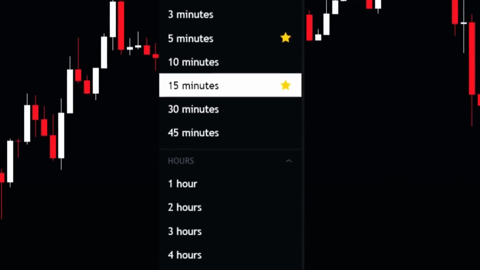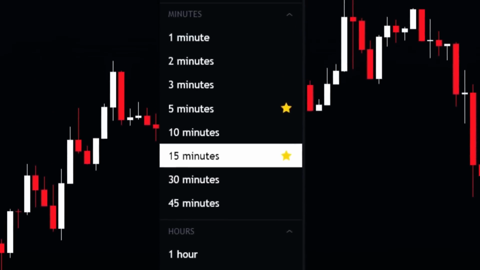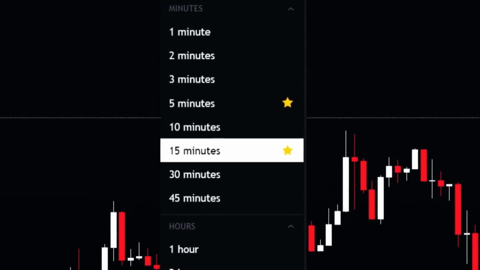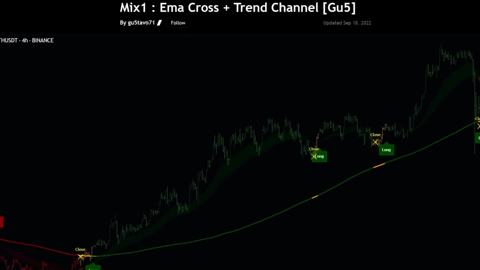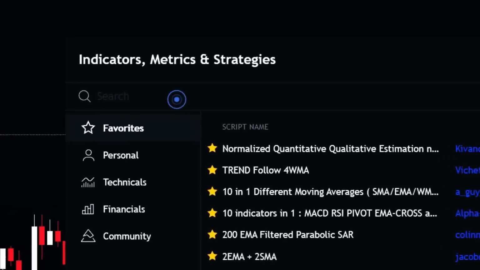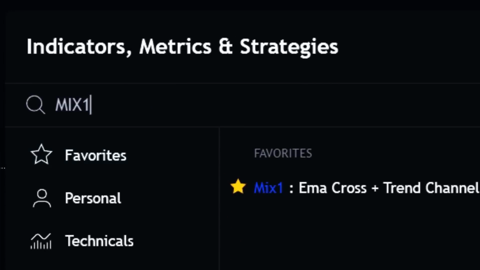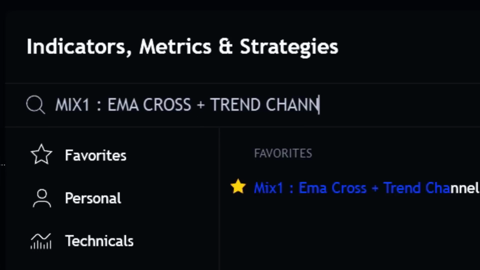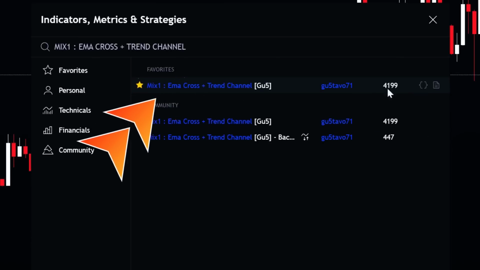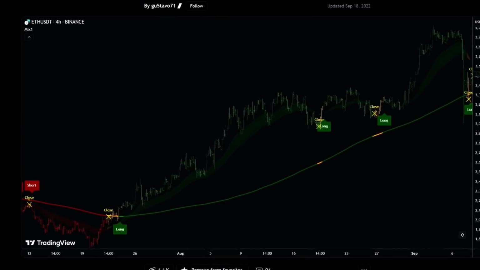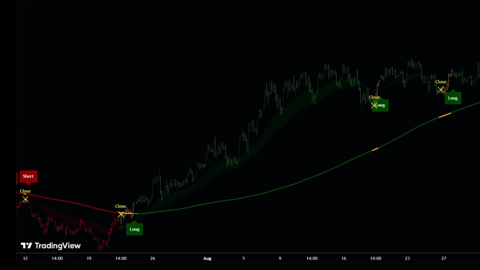Then choose a time frame. I recommend using either the 5 or 15-minute time frame. Alright, let's kick things off by adding an indicator called MAX1 EMA Cross Plus Trend Channel to your chart. Once added, you might notice that the signals aren't quite accurate yet, but don't worry.